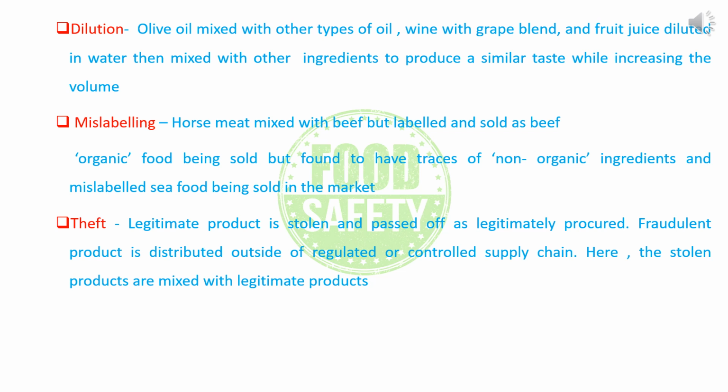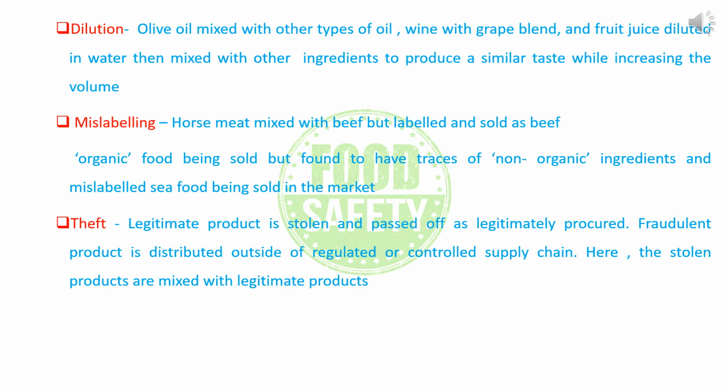Examples for dilution are olive oil mixed with other types of oil, wine with grape blend, and fruit juice diluted in water, then mixed with other ingredients to produce a similar taste while increasing the volume. Mislabeling, the examples for mislabeling are horse meat mixed with beef but labeled and sold as beef, organic food being sold but found to have traces of non-organic ingredients, and mislabeled seafood being sold in the market.